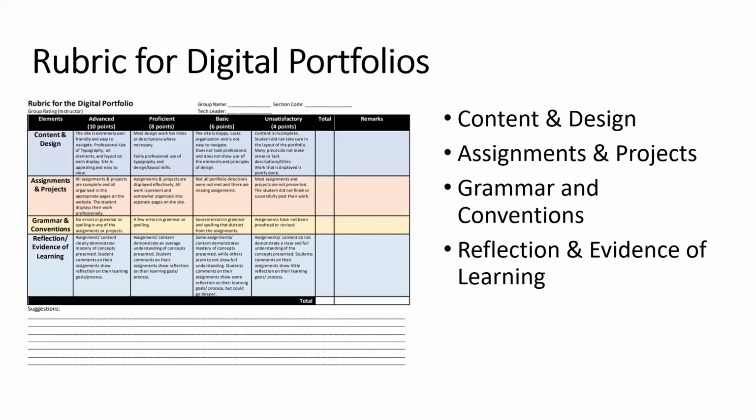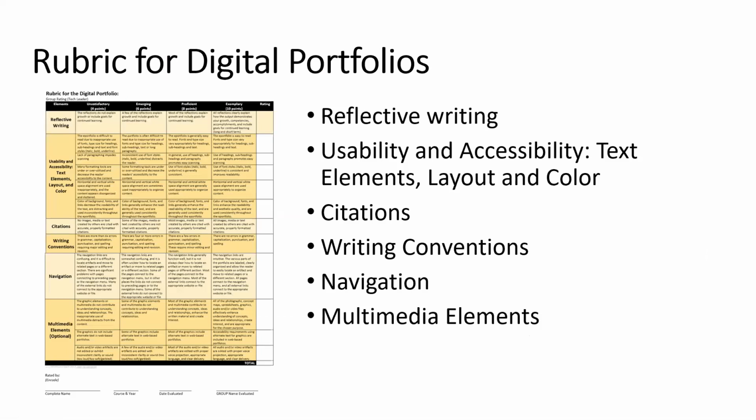I will show you now the rubric that your teacher or learning facilitator will use in rating the content of your portfolio. You have there content and design, assignments and projects, grammar and conventions, reflection and evidence of learning. I'm going to give the copy of the rating sheet or the rubric to you so that we can make adjustments. Just take, for example, there are items there that you have specially made and you want to be credited for your effort. Let us add more elements in your digital portfolio rubric. This is your rubric in rating your work and others.